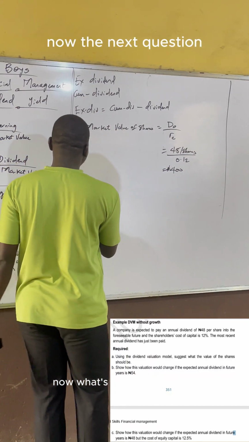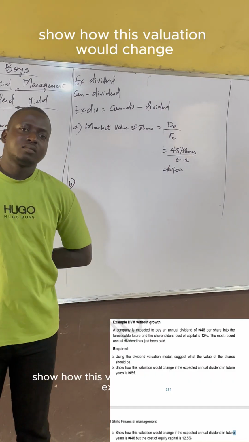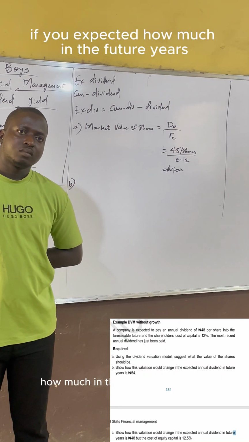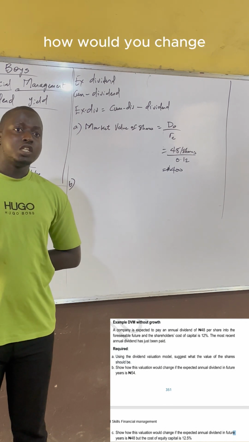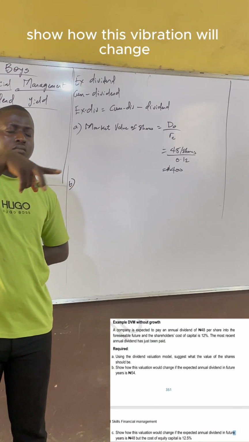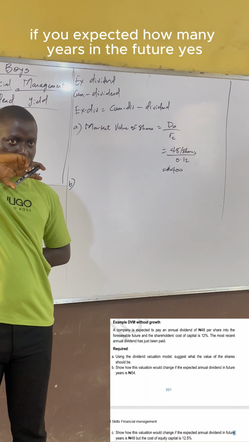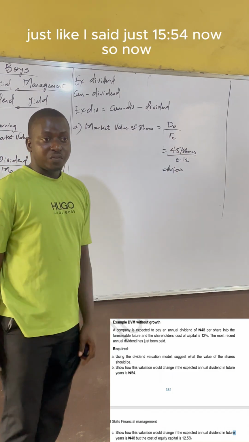Now, B, what's the next question? Show how this valuation will change if the expected annual dividend in future years is 54 naira. How will it change? What will change? So, can you use this? Okay, just putting 54 naira.